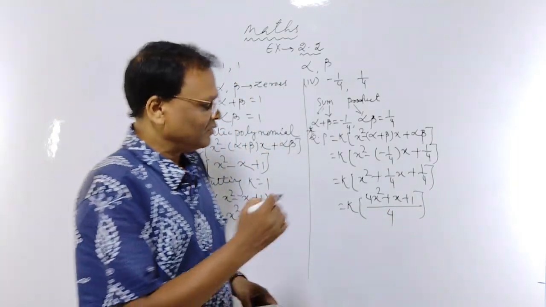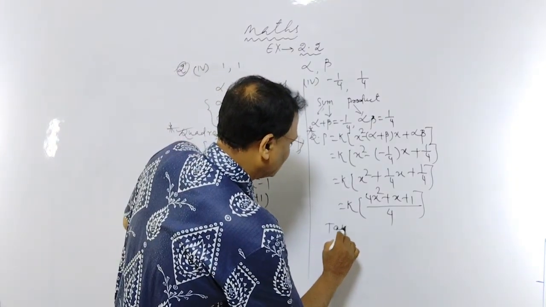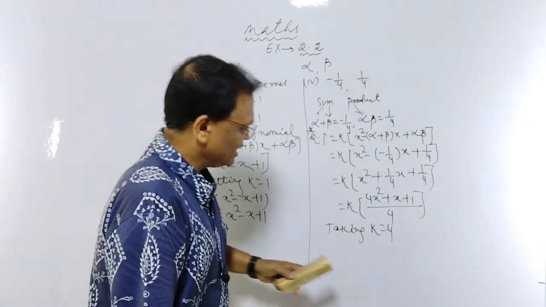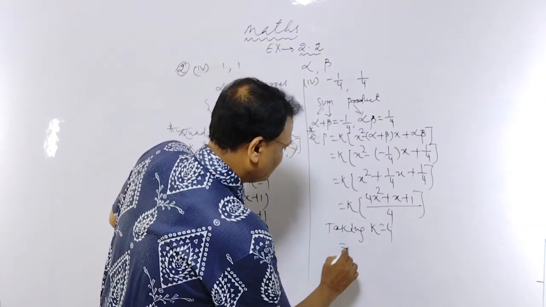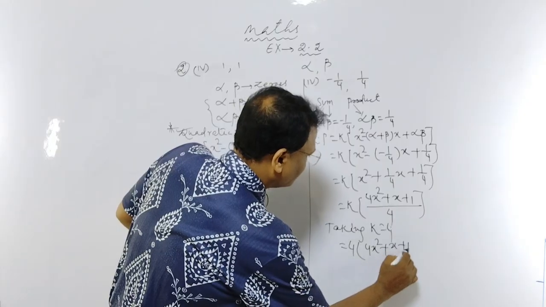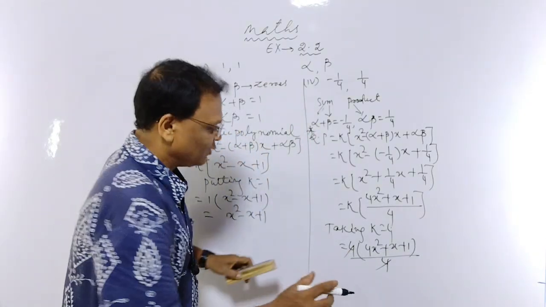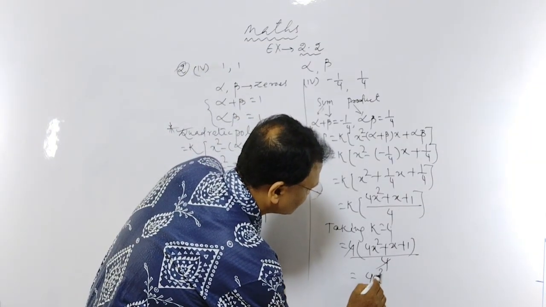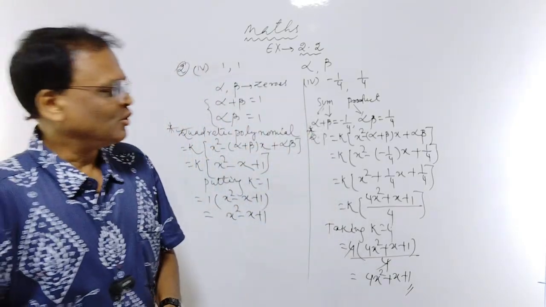Again, I need to remove the constant k. So in this case, what am I taking? I am taking k equal to 4. I think you are getting it, because I already repeated, the fractional value will be your k. So this gives me 4 of 4x square plus x plus 1 divided by 4. This 4 gets cancelled. What remains? The remaining expression becomes 4x square plus x plus 1. So this is my quadratic polynomial.